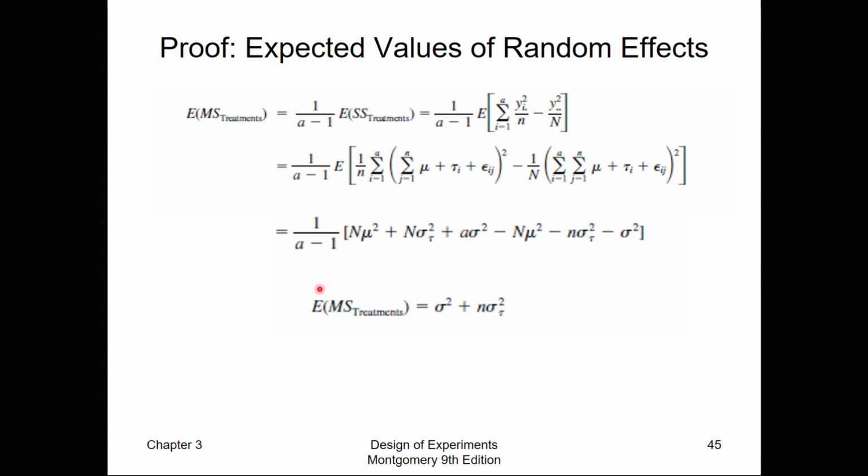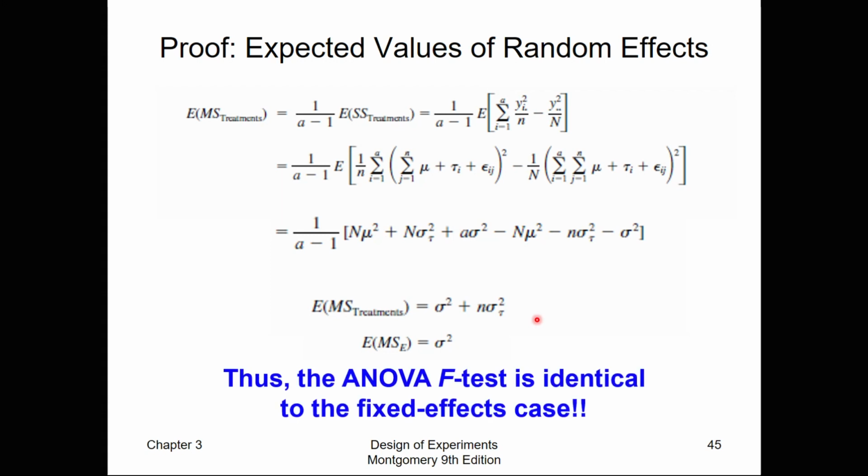And what we end up getting is the expected value of the mean squares treatment is the population error variance, plus the number of replications times the population level of factor effects, so the population factor effects variance. And again, you'll note in the textbook definition they use sigma squared sub tau, while I use sigma squared sub a. Now the expected value of the mean squared error similarly is going to be just sigma squared. So because these two are the same, the ratio is the exact same as what we were looking at earlier, and the ANOVA F test is identical to the fixed effects case.